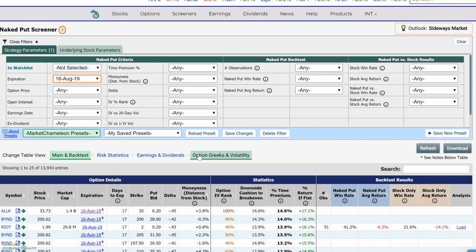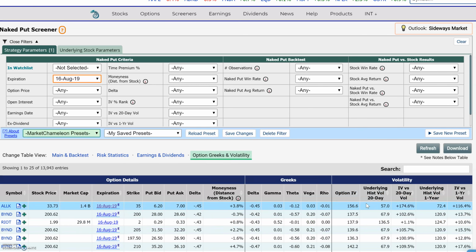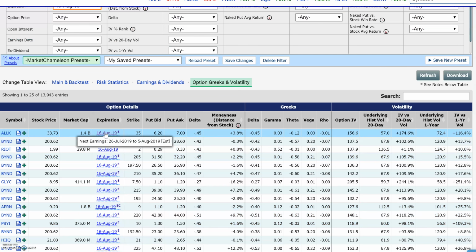I'm going to switch to this view, option Greeks and volatility. And here we see all the put options with the expiration and strike. And we see the implied volatility of the option. And next to it, we have the historical 20-day stock volatility and also the 1-year stock volatility as a reference point. And here we could see that this option is reporting earnings, so you expect the implied volatility to be high.